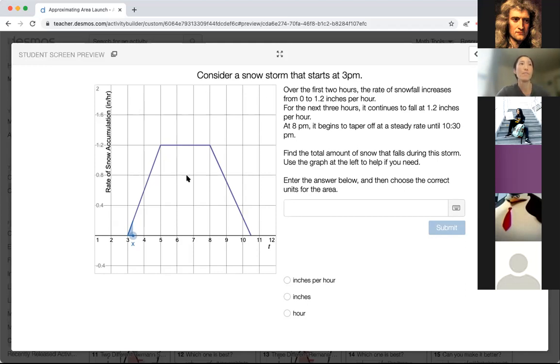But when snow starts to fall, it's starting at 3 p.m. And let's read through this. It says, over the first 2 hours, the rate of snowfall increases from 0 to 1.2 inches per hour. So if we were sitting at our window watching the snowfall, what could we describe about that snowfall outside? Is the snow falling at the same rate? Is it getting slower? Is it getting faster?